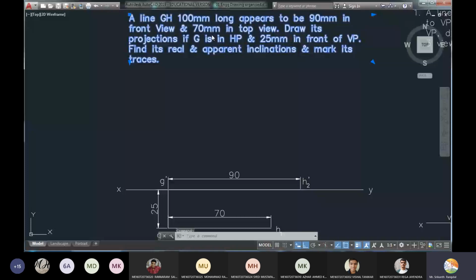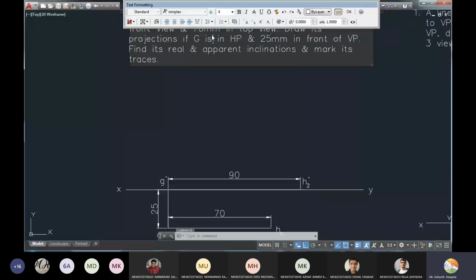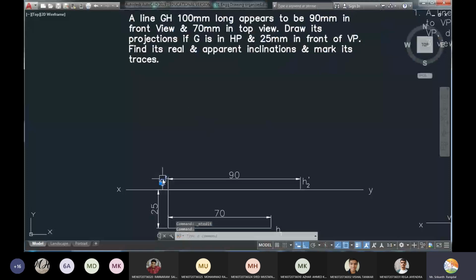So we have first drawn the XY line as usual. Then we have marked the front view and top view of point G. Because the point G is in HP, its front view will appear on XY. So this is where the front view of point G is.